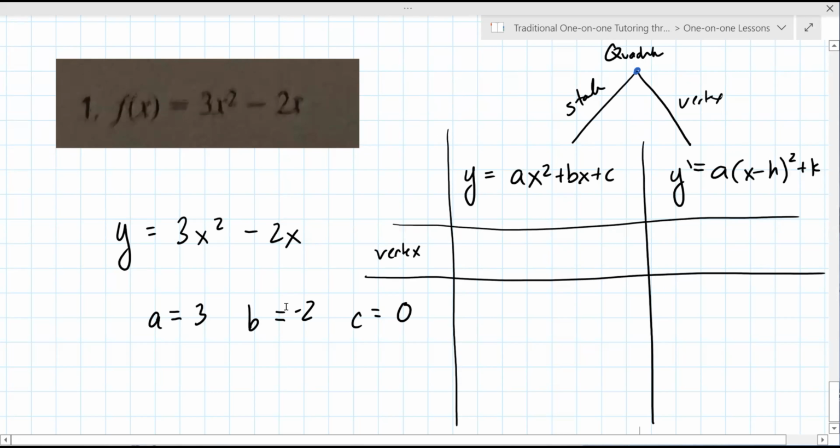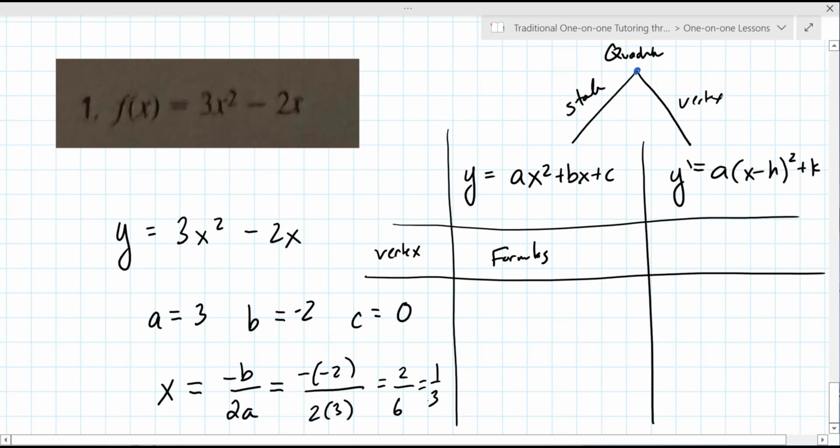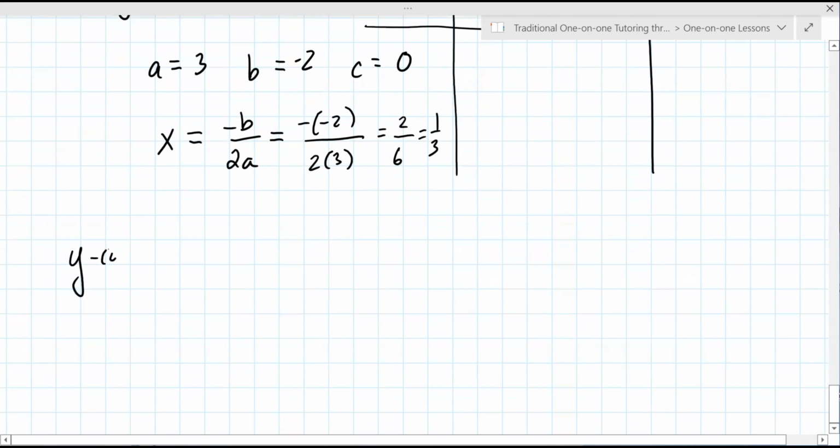So the first thing you are going to find, I know it always wants the axis of symmetry, but we're going to actually find the vertex first. And the vertex comes from formulas when it's in this format. So the first formula is that the x coordinate of the vertex is minus b over 2a. Yeah, that's what I was taught, minus b over 2a. So this is 2 over 6, or 1/3.